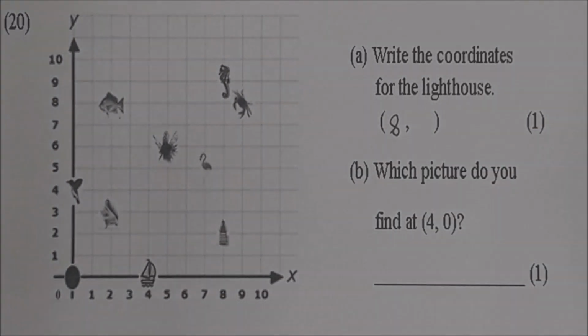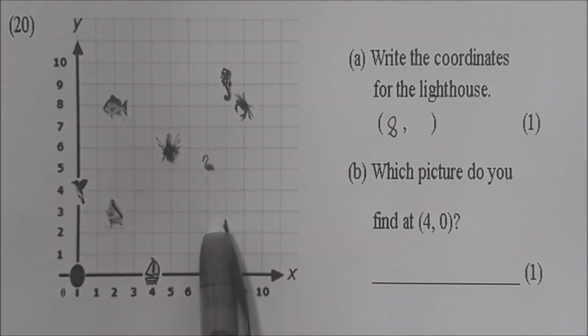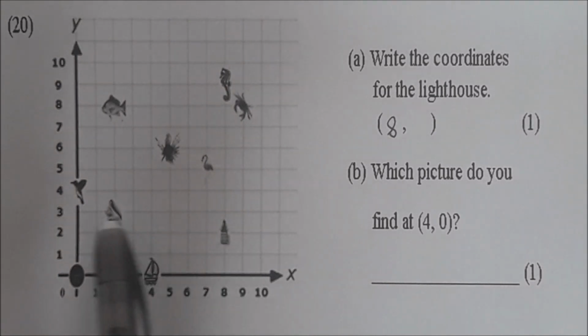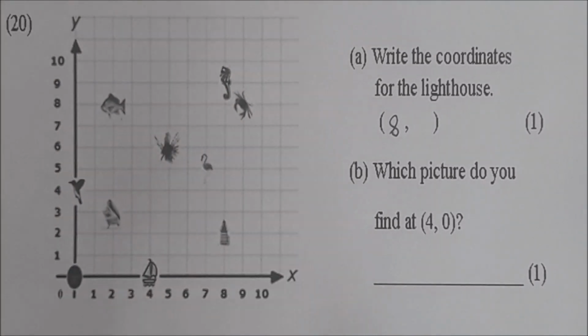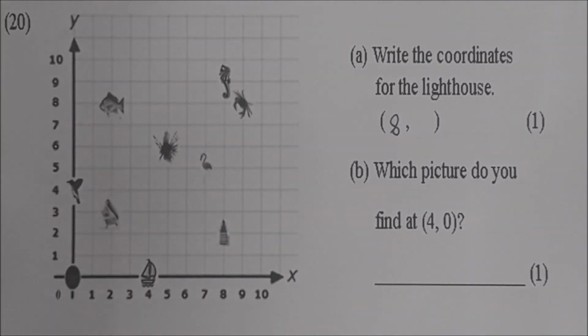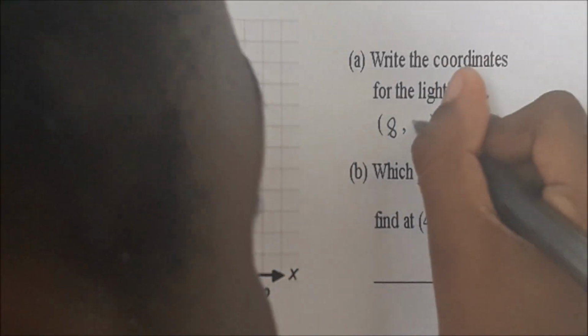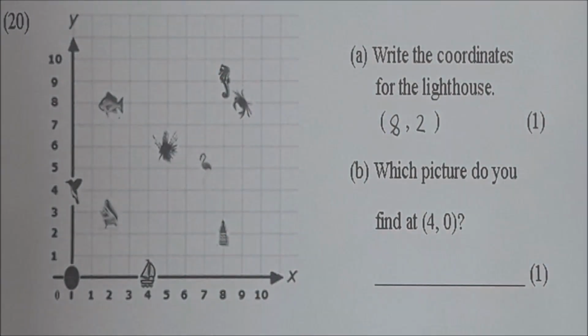Okay, you're not finished. What else? Go back to the lighthouse. Where do you go? Across to the left. What number do you see there? 2. 2, so you put that number in. Write that number in behind 8. 8 and 2, that's the coordinate for the lighthouse. Very good. Now do the last one.